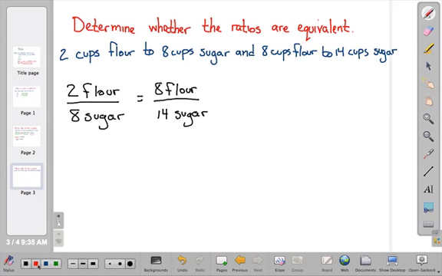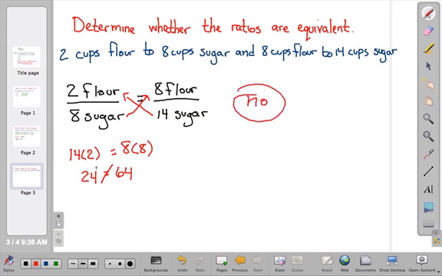And remember, we're going to look diagonally, so I'm going to look like this. And I see 14 times 4 is equal to, and I'm going to look the other way now. We have 8 times 8. 14 times 4 is 56, equal to 8 times 8 is 64. Those two things are not equal to each other, so that means that these two ratios are not equivalent. So the answer would be no. Remember, you have to have the work along with your answer of yes or no. And that's how we determine if ratios are equivalent, and that's also how we write ratios.